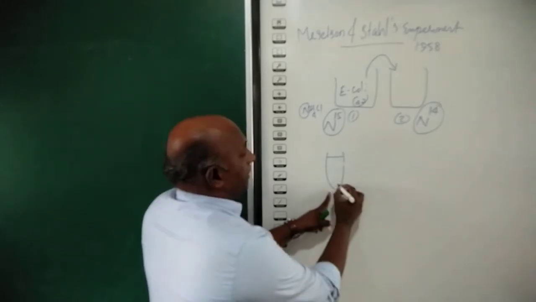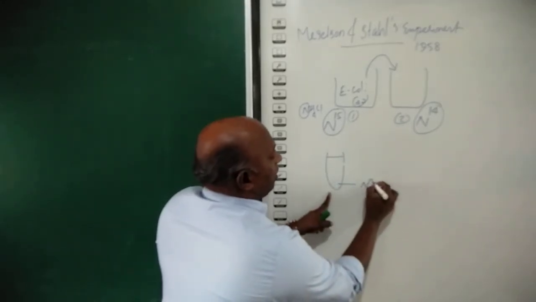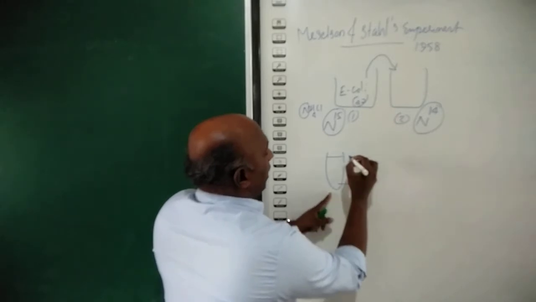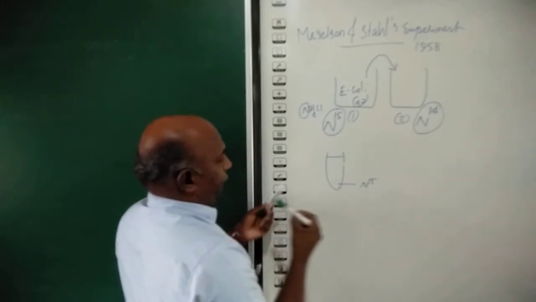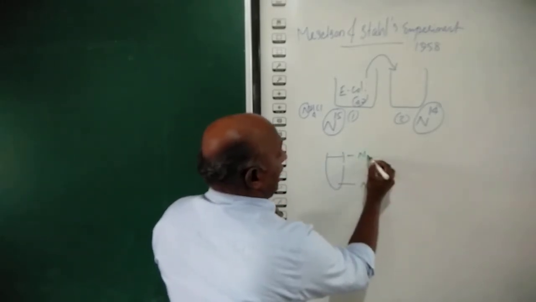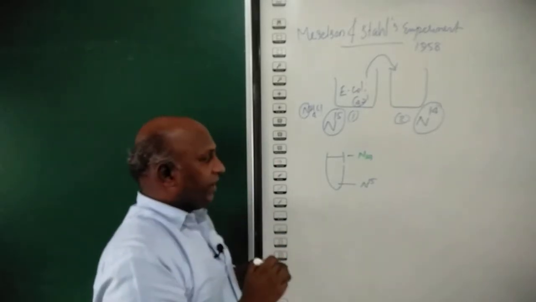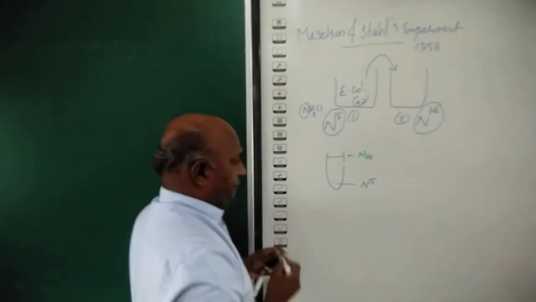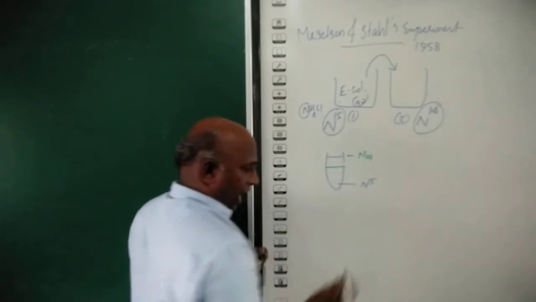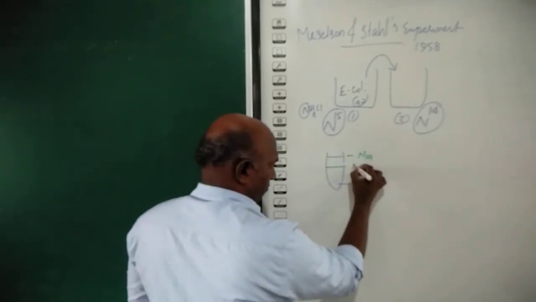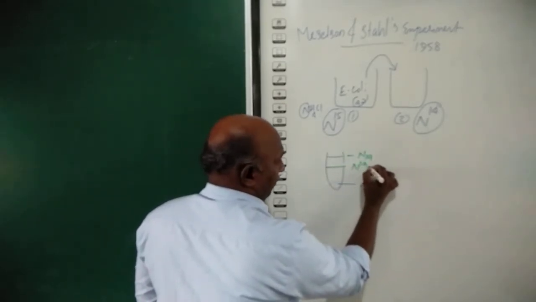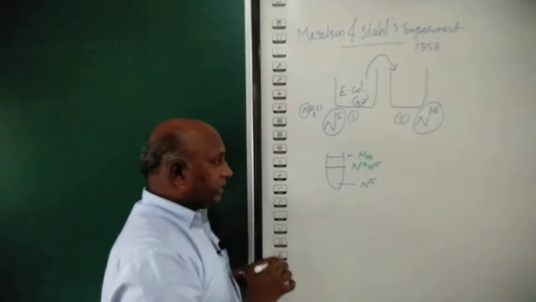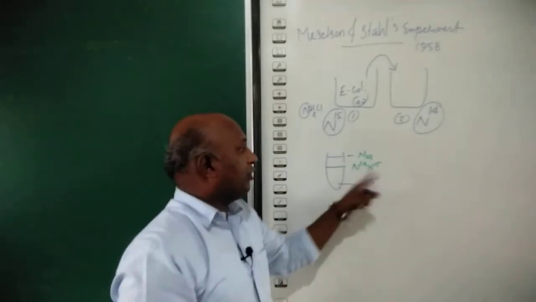They found that the pellet form was N15 and the supernatant was N14. But one more thing they found here: in between N15 and N14, in the middle, a hybrid form also appeared, and they have given the name N14, N15 for the hybrid form.